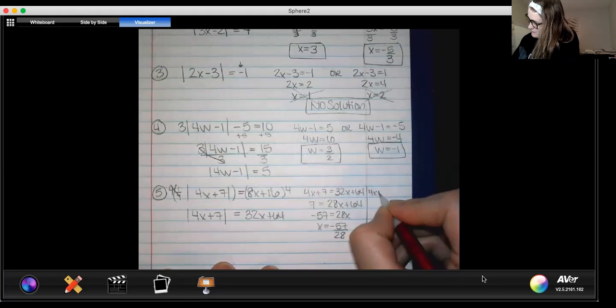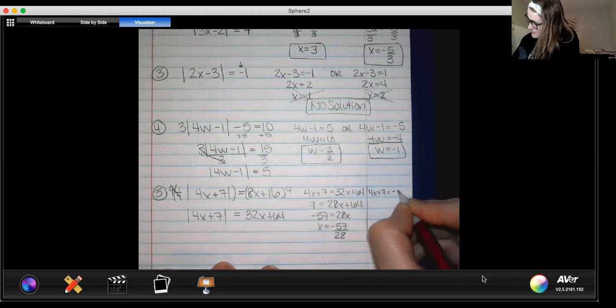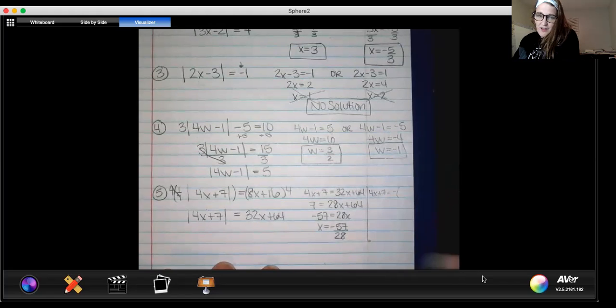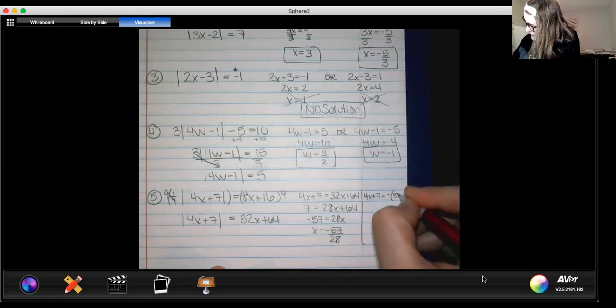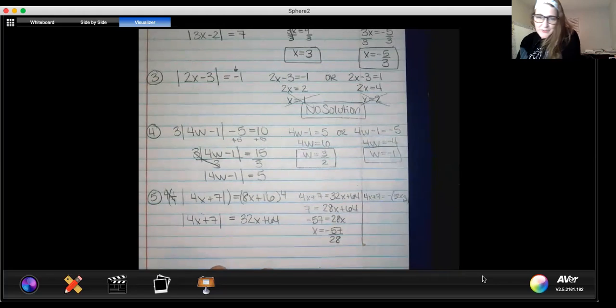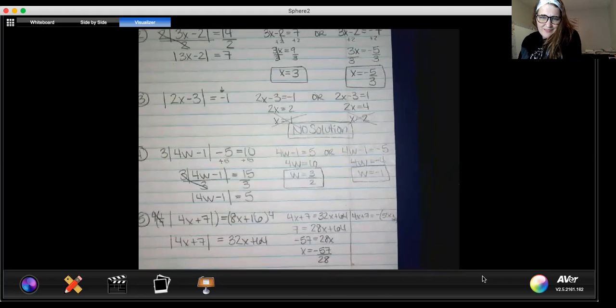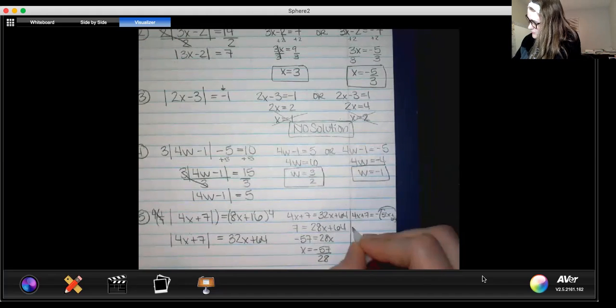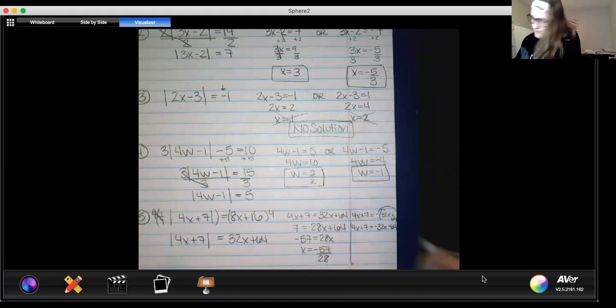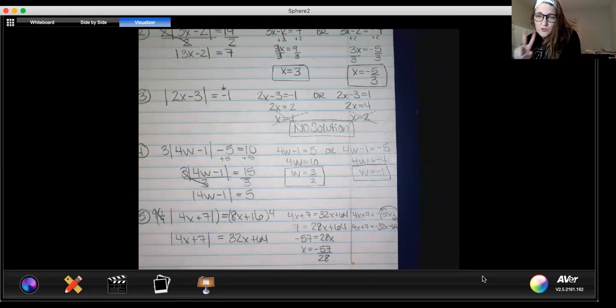So 4x plus 7 equals negative of all terms. There's multiple terms. So 32x plus 64. I know I'm squeezing that. I apologize. So therefore, the negative is distributed. So I get 4x plus 7 equals negative 32x minus 64. When you have 2 terms, you're going to distribute it to both terms.